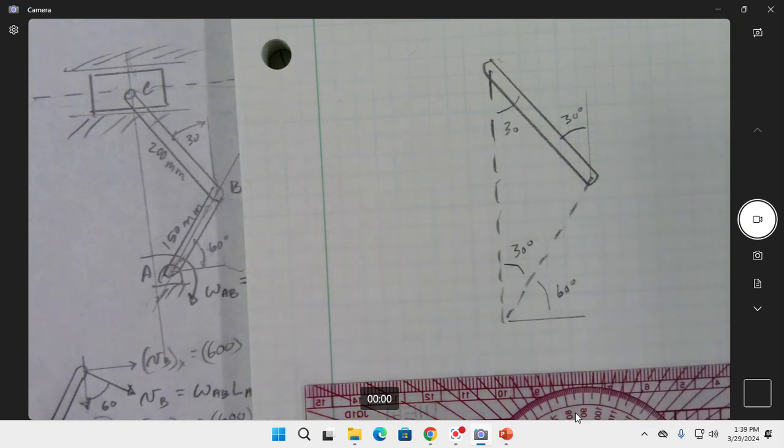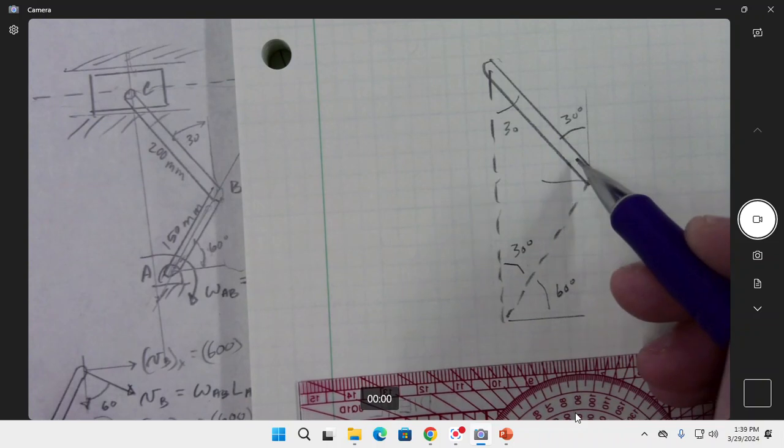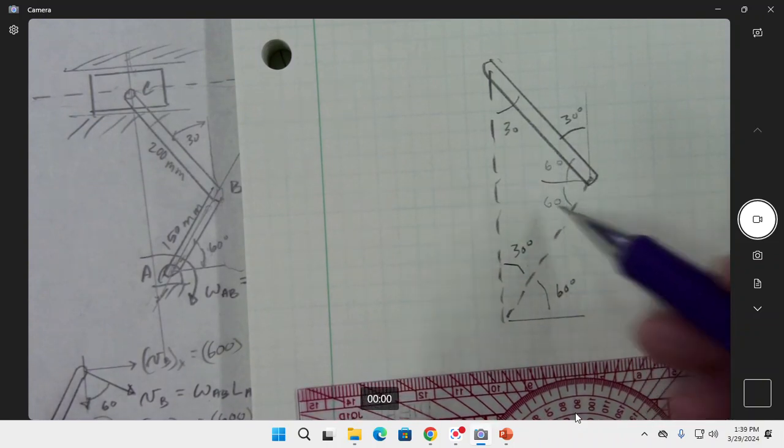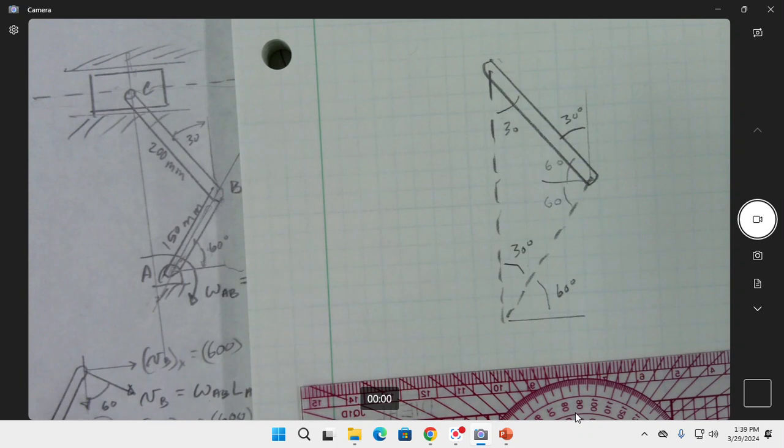And we could bisect. We could also just look at it and say, oh, this must be 60 and 60 right there, right? Many ways we could pick it apart, but we want to feel comfortable with that.